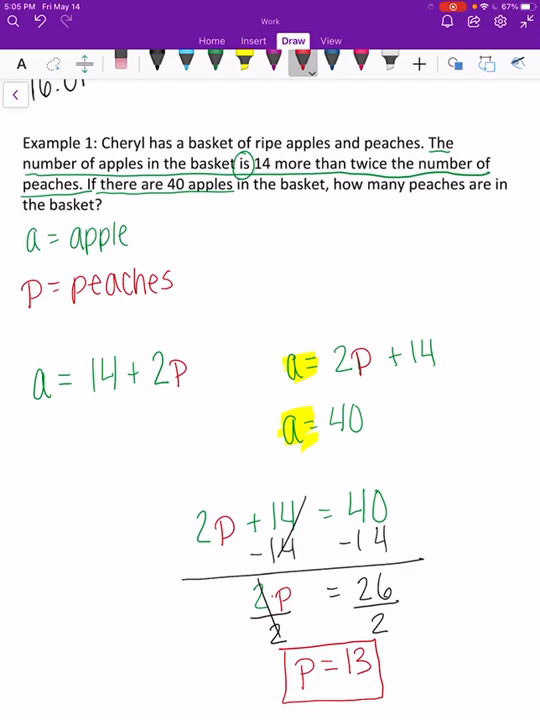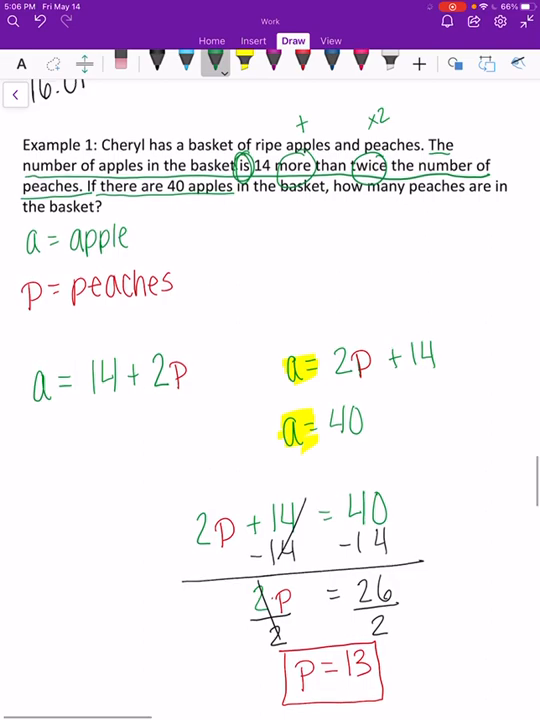So it's kind of weird to set it up. Just read carefully. This word is means equals, twice means times 2, more means plus, and just read carefully, know what those words mean and how those words look in math language. So like more is addition, twice is times 2. There we go.